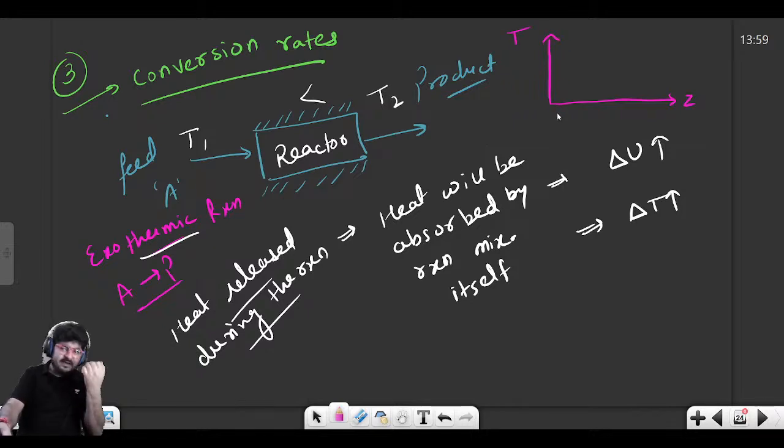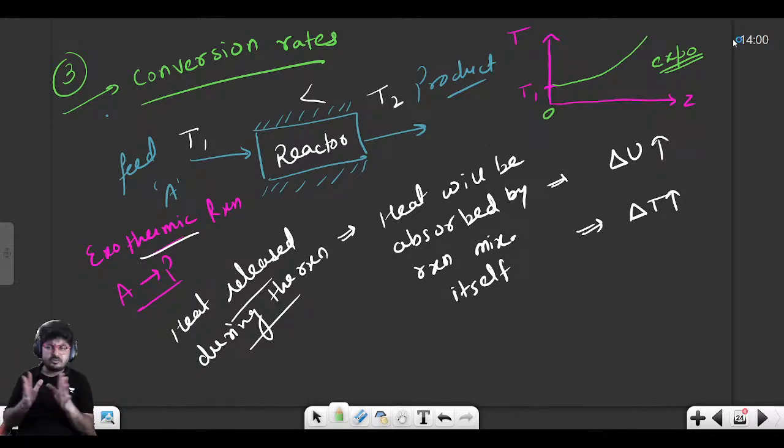So suppose this is a PFR, and if I look at the temperature variation in the PFR, temperature is T1 initially at length equal to 0. Now, as the reaction is taking place, the temperature of the reaction mixture is increasing. And generally, this variation occurs exponentially. I hope you know that. You have studied the Van't Hoff equation, so you know that thing, if you guys know about the Van't Hoff equation.